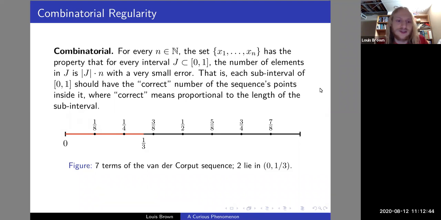So for instance, if we look at the first 7 terms of the van der Corput sequence and look at the interval J equals [0, 1/3], then we see 2 of the points are inside there. So 2/7 is close to 1/3. Of course, we can only get so close with a small number, but we want that as we drop more and more points of our sequence on the line, we get really close to having the correct proportion of the points in each subinterval.